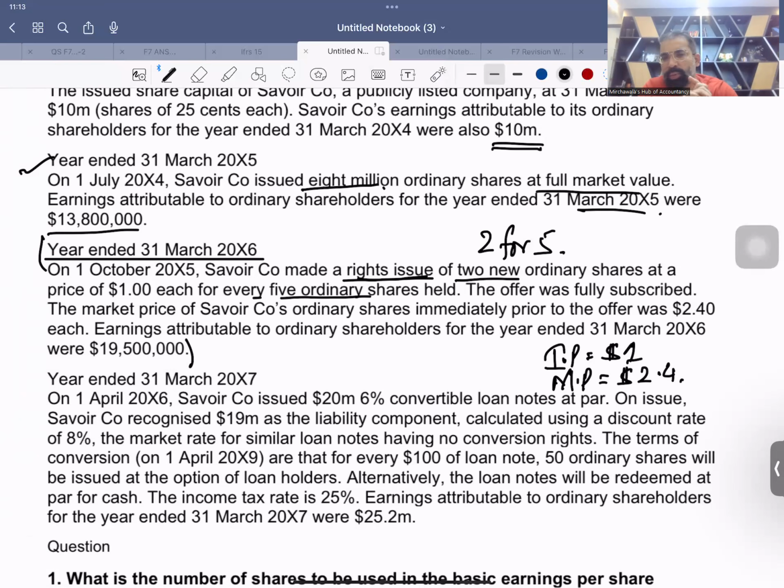There is a hidden bonus issue. Why are we saying there is a hidden bonus issue? Because the market price is 2.4. The market price of these shares is 2.4, but we are giving them for $1 only. So there is a discount in it, or there is a gift in it.